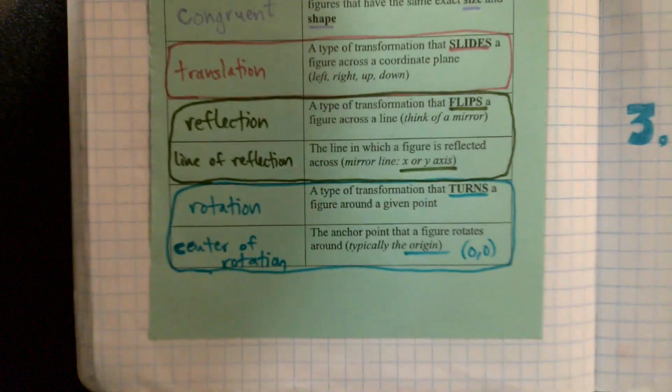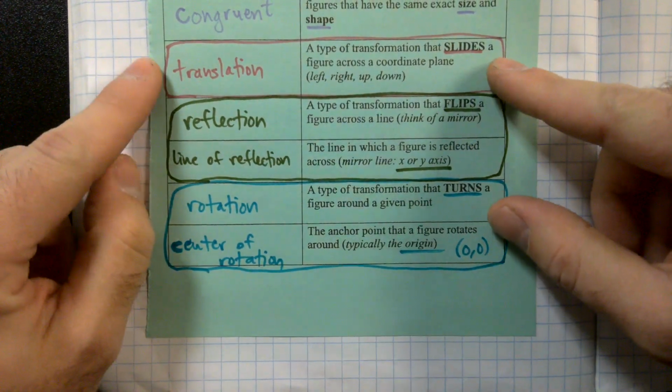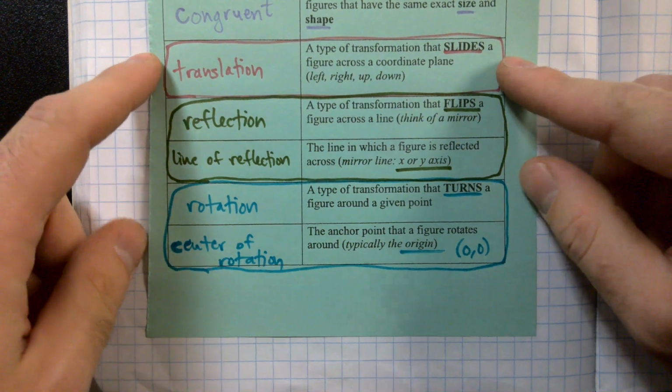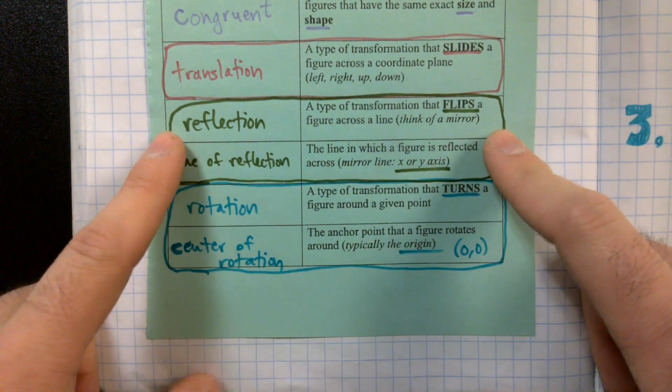Well, let's take a look back, okay? We had three main transformations. The first one was a translation. We just spent 3 days on that. I'm assuming we're good to go. The next one is a reflection.